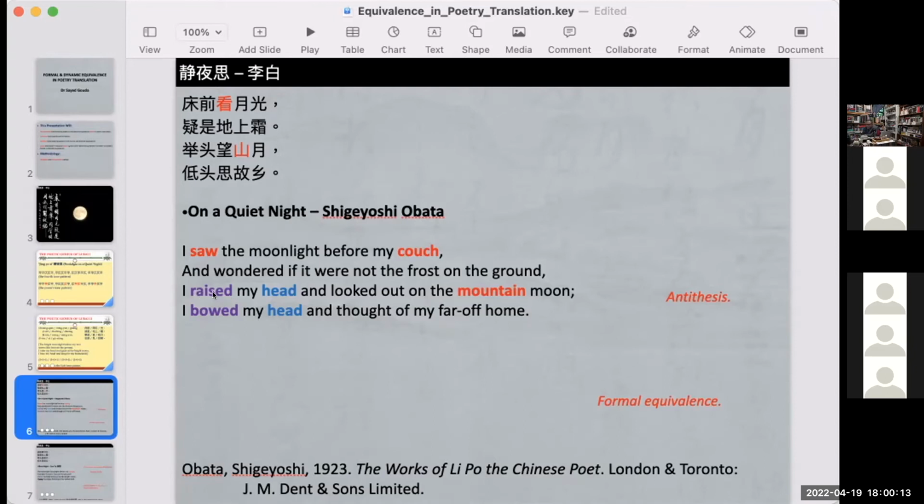Here he just followed the Chinese structure. He faithfully followed the Chinese structure. That's why I would say this is formal equivalence, because he tried to keep the original text and the original meaning. The source text was his focus.